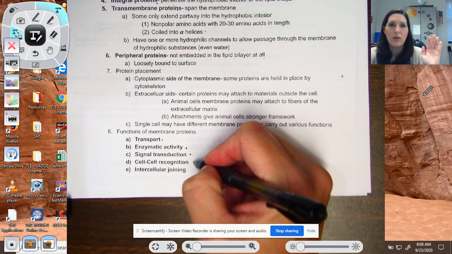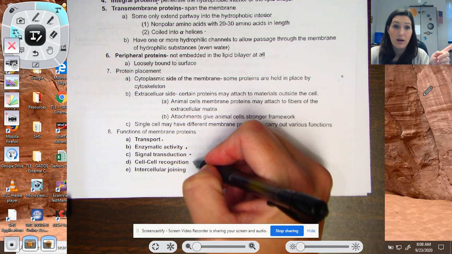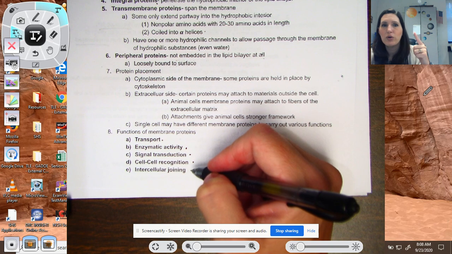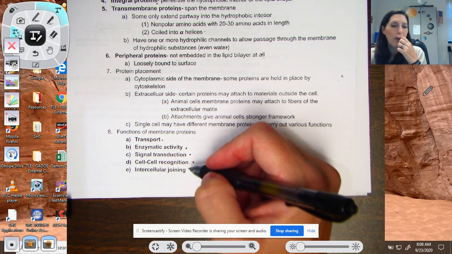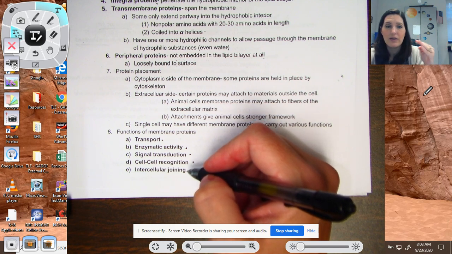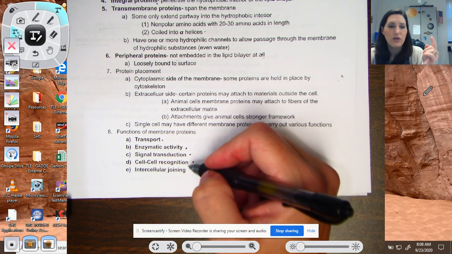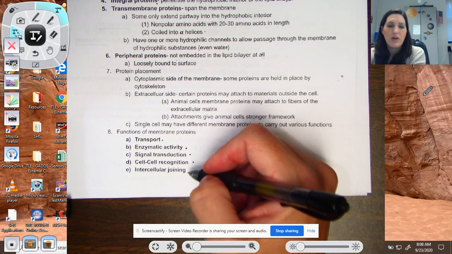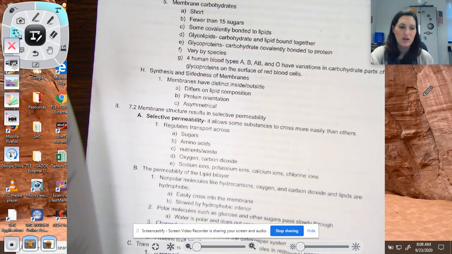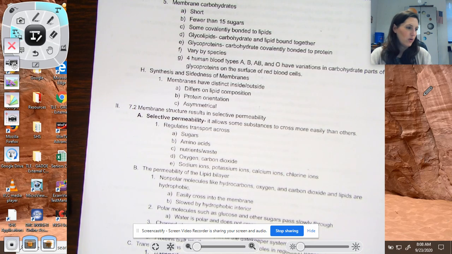So the proteins can recognize, like, you are an invader, we need to kill you, you're a bacteria. Or, when an embryo is being created, the cells will signal, like, you need to go be the heart and you need to go be the brain. And they start separating out. So they're talking to each other. And then intercellular joining. Again, cells can join up with each other to message each other and talk to each other.